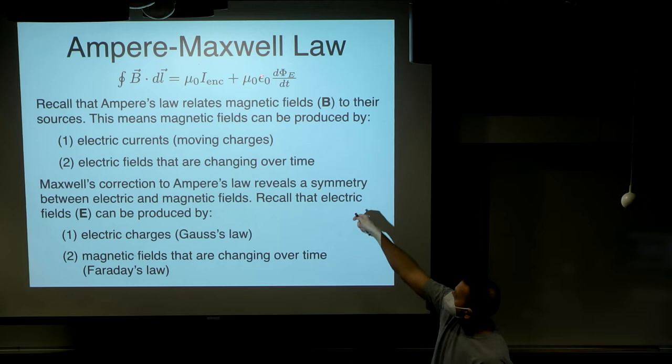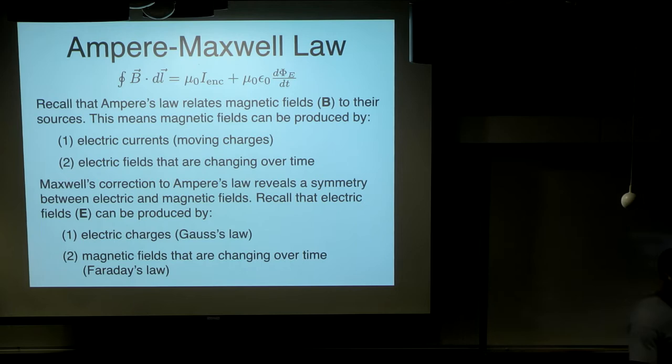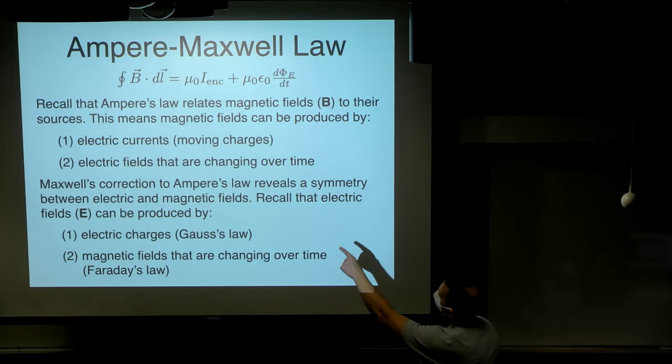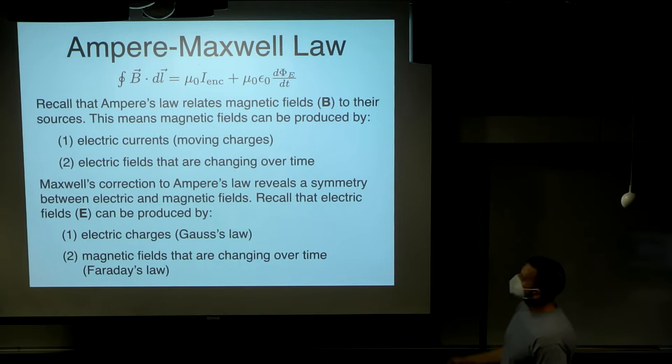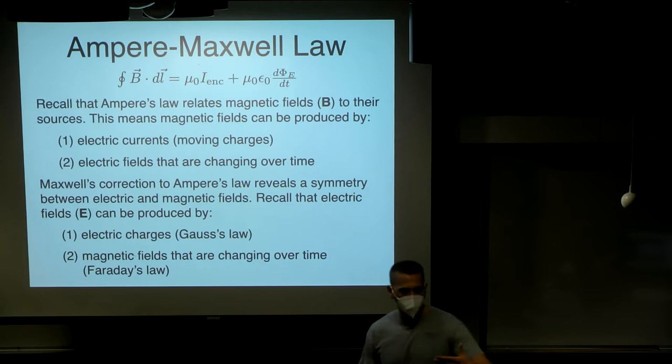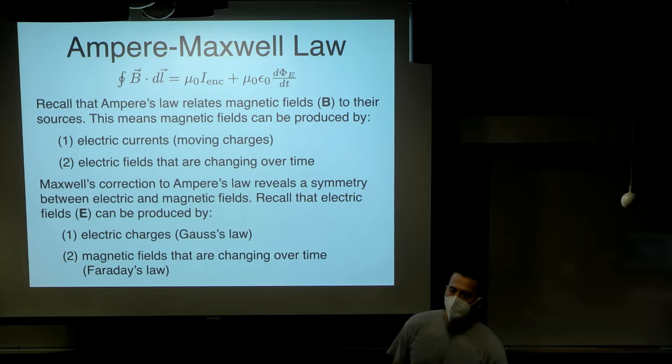So let's take a big picture look at that equation and what it's telling us. Because if we think back, what does Ampere's law actually do? It relates B fields to the sources. You can think of it like this. The left side of the equation is telling you something about a B field that exists out there in space. And the right side of the equation is telling you what's causing that B field, right?